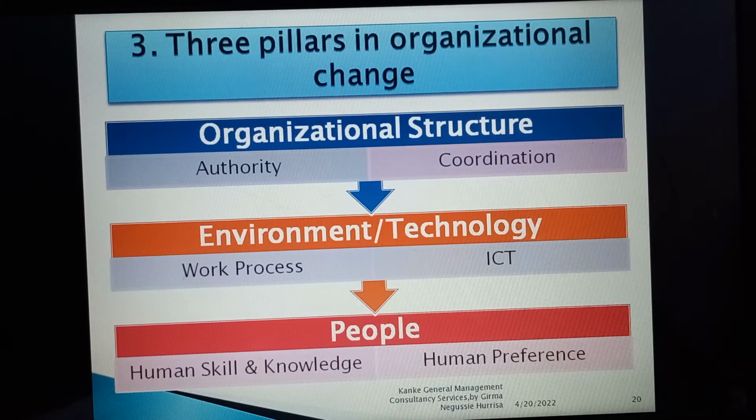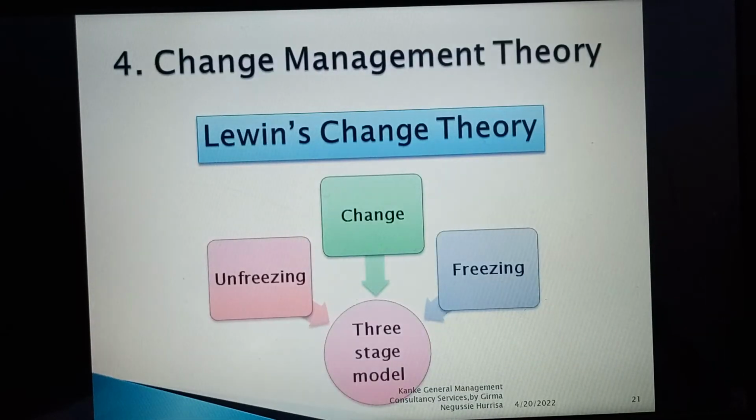The third one is the people. The people could be the skilled manpower, the skill of the human power, the knowledge that the human power has toward this organizational goal achievement, the HR preferences, how the people will update themselves, and the company or the organization needs to go with the knowledge and skill of the people.